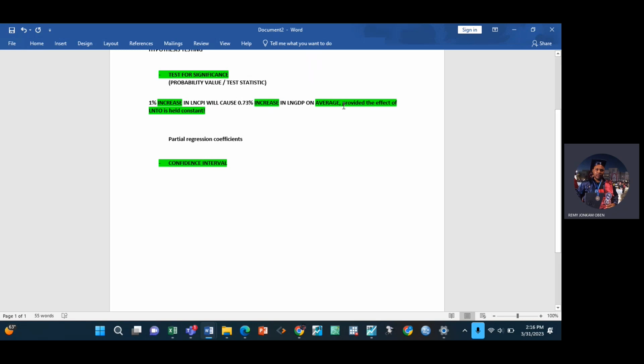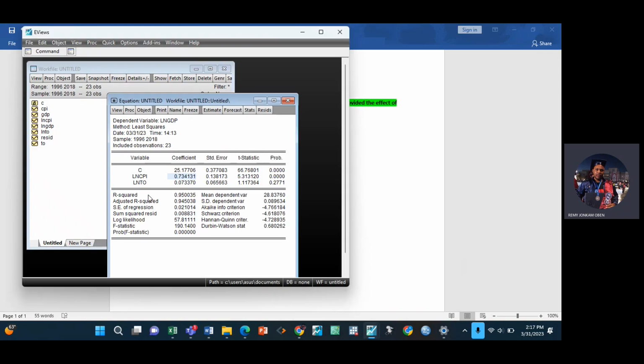But for simple regression, we are not holding anything constant because we have just one independent variable. But with multiple regression, to get the pure effect of one regressor on the regressand, on the dependent variable, you must hold all the other independent variables constant, right? So this is true only if we hold the others constant. So provided it is held constant. So that's all.